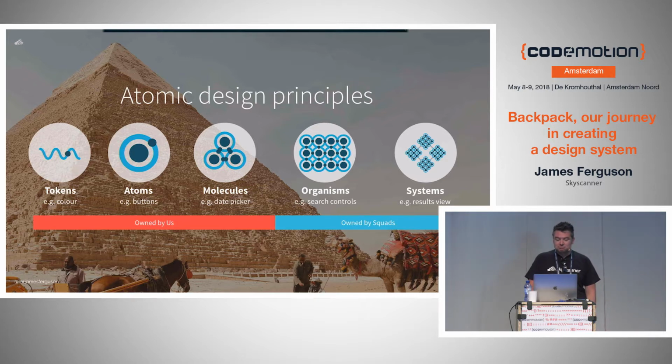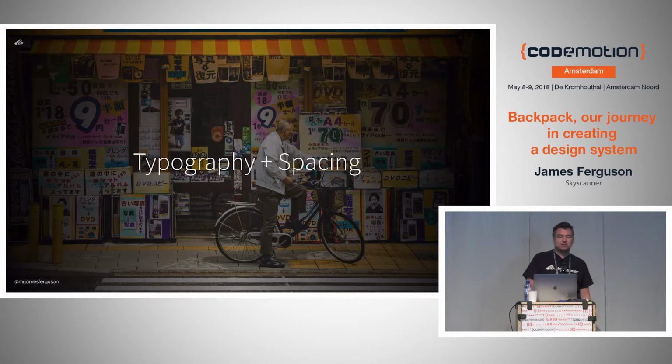So we'd done color. We had this new strategy in place. We next kind of wanted to look at typography and spacing. For us, and still to this day, I would say that if you can unify color, typography, and spacing, it will make a huge difference to your experience. And that's kind of where we started.